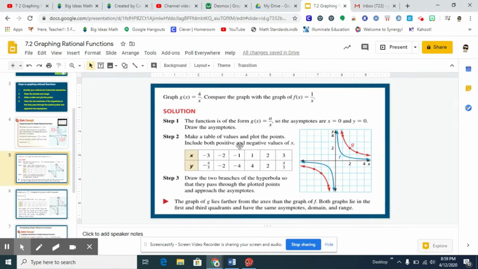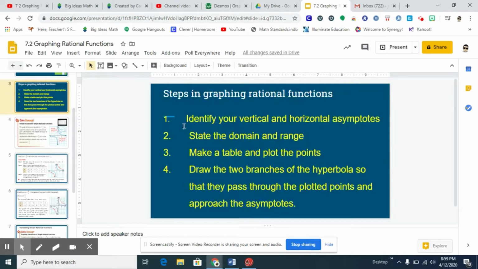Now, before we move on, let me introduce to you some steps that will serve as your guide in graphing rational functions. First, we identify our vertical and horizontal asymptotes. Second, we state the domain and range. Third, we create a table and then plot the points. Then fourth, we draw the branches of the hyperbola so that they pass through the plotted points and approach the asymptotes.